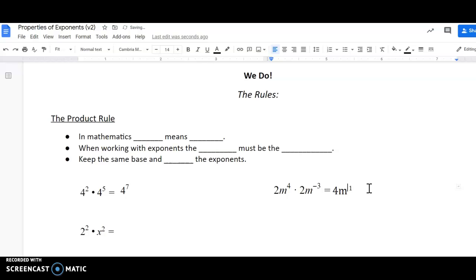But in math, we don't have to use a 1. We can also just write 4m. Either answer would be the same, either 4m or 4m to the 1 power. I would accept either one. Let's go to the next one.